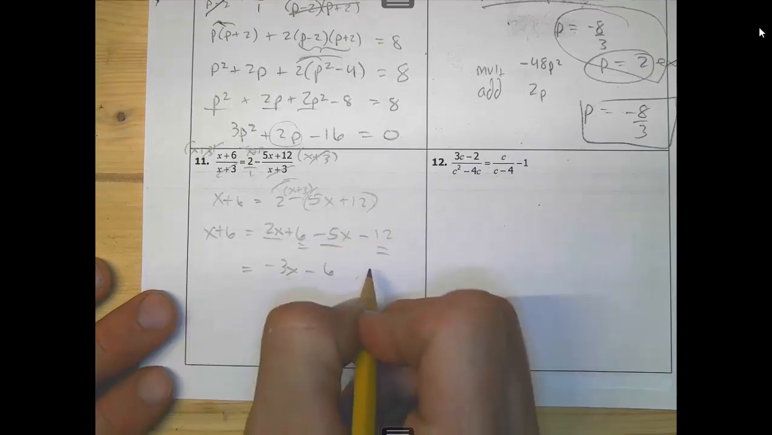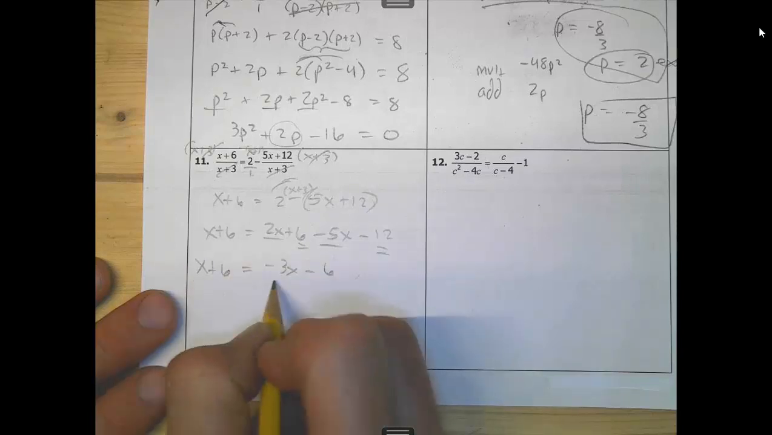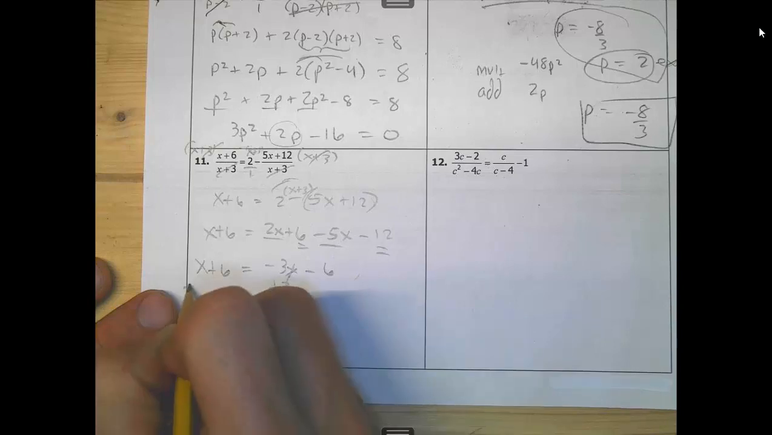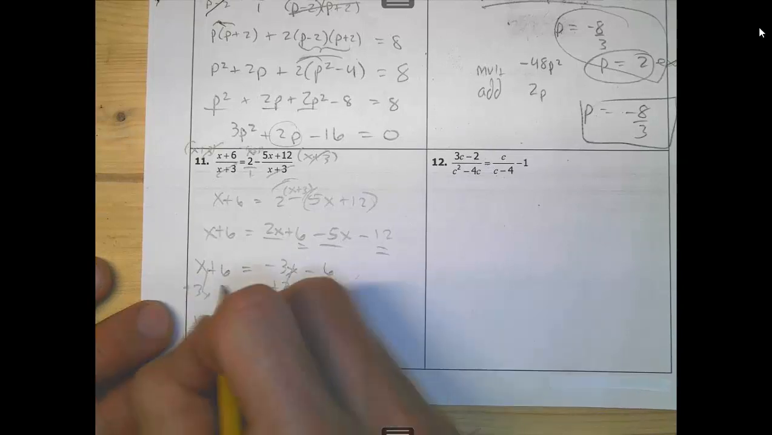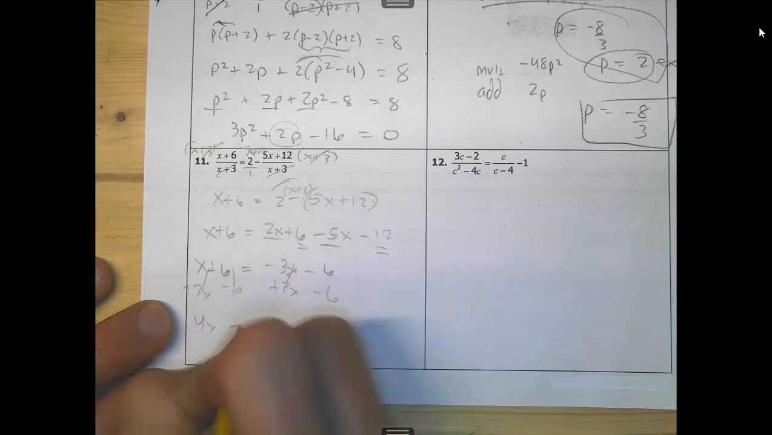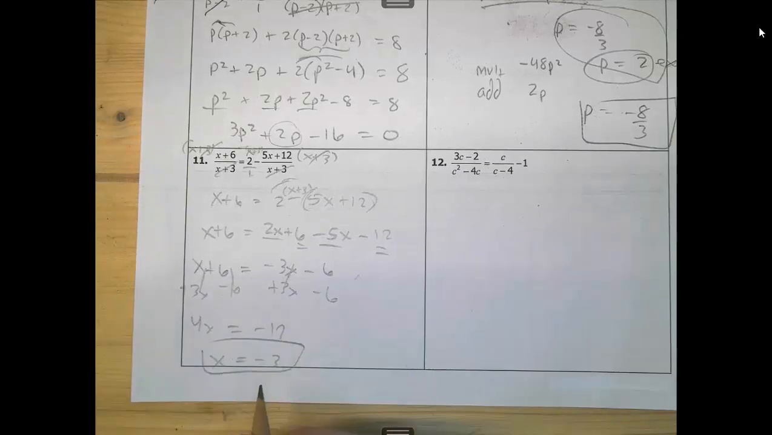And then we have x plus 6. Add 3x to both sides. Gives us 4x. And let's subtract 6 from both sides so that we get negative 12. Divide both sides by 4. You get x equals negative 3 as your solution.